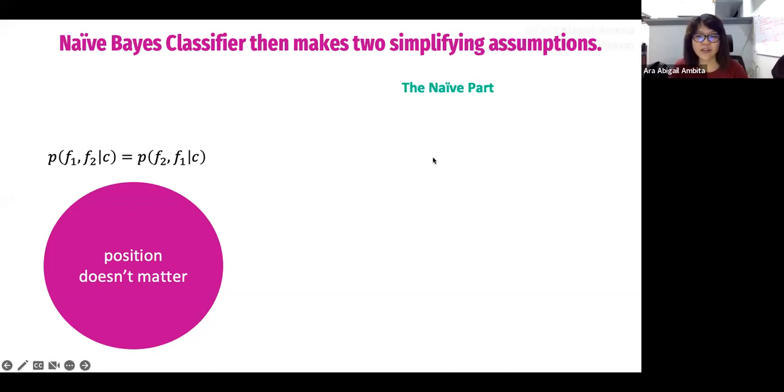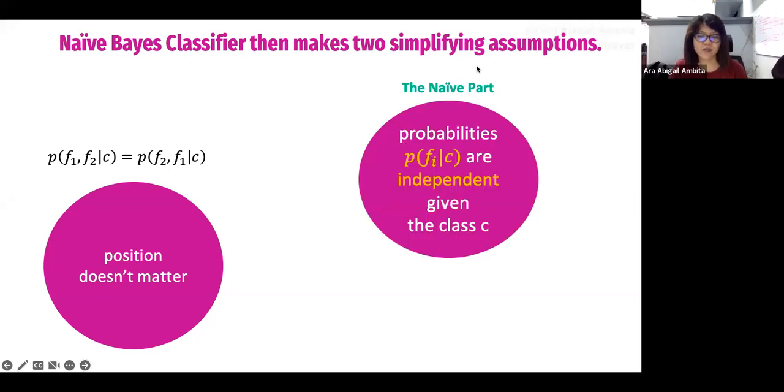Another assumption is the naive part, the conditional independence assumption: the probabilities P of f sub i given C are independent given the class C. You can think of it like, for example, the words direct evidence. It does not mean that direct is associated with the word evidence. Even if we know that the word direct is an adjective to the evidence, the naive assumption is that these words are independent. That's why this is naive.